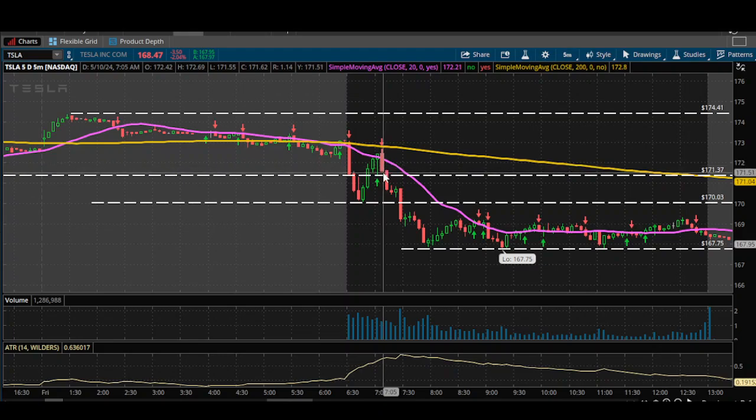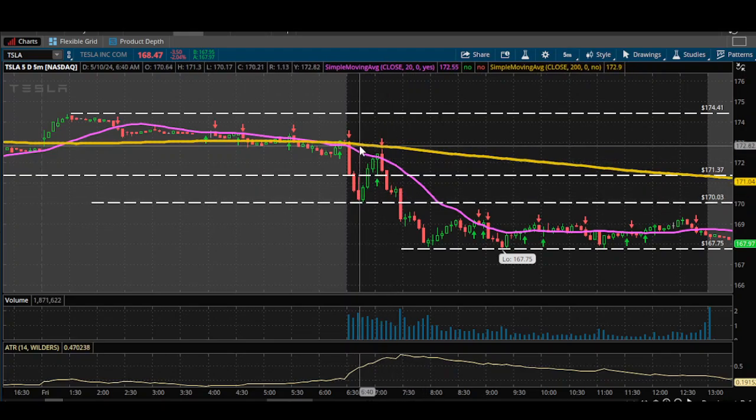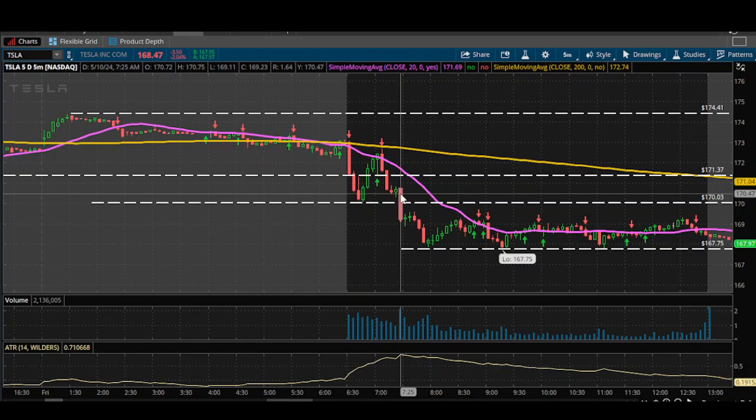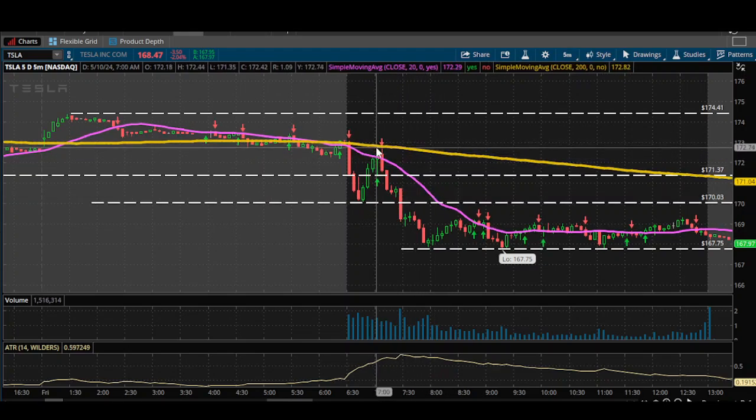Now I don't take the short because if this was just a back test into this first hour lows, or even yesterday's lows or the low of day, then I was going to run the risk of getting stopped out, right? If we just pull back a little bit and then start to push higher.